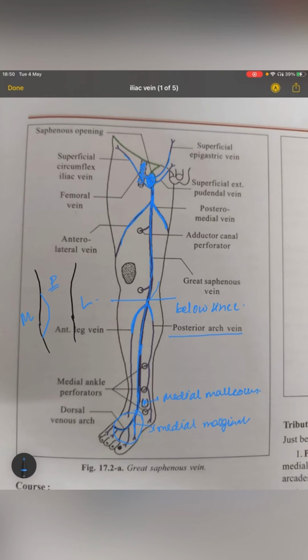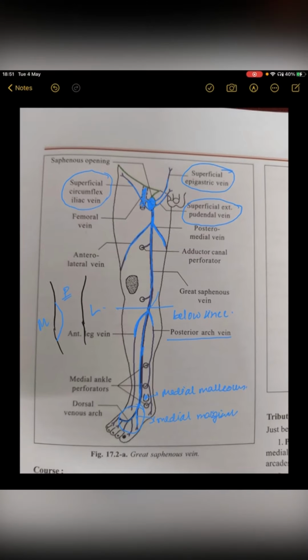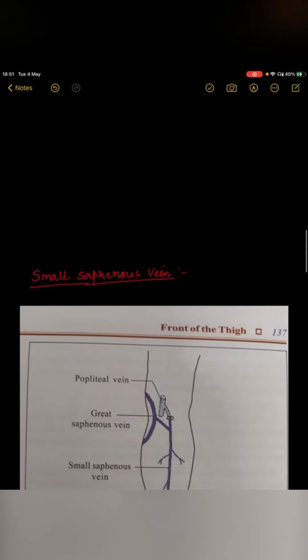So this pudendal vein drains our genital areas. Okay. This superficial epigastric vein drains the cutaneous regions of our lower abdomen, and this superficial circumflex iliac vein drains the upper part of the thigh, and like that. Okay. So we are clear with this great saphenous vein. Now let us go back to our slide, and then we will discuss the small saphenous vein.